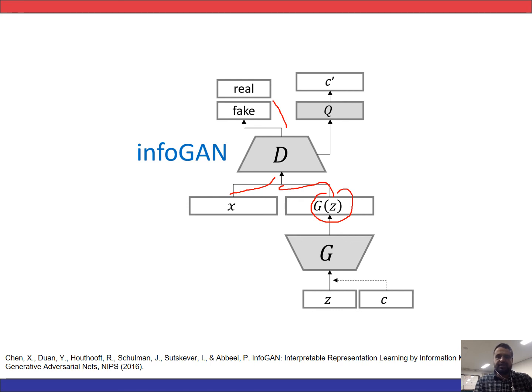Similarly, there is another network that takes this g of z and generates c dash, and using that mutual information we are maximizing this objective. Once we maximize this, this architecture has the capability to learn different meaningful features or information in the input image, such as pose, and many different information.